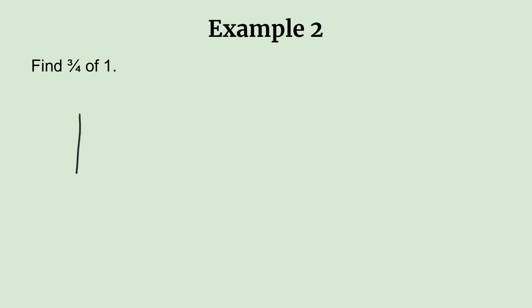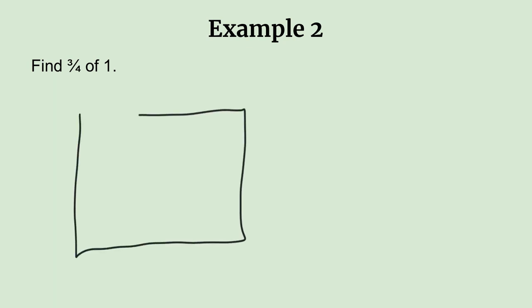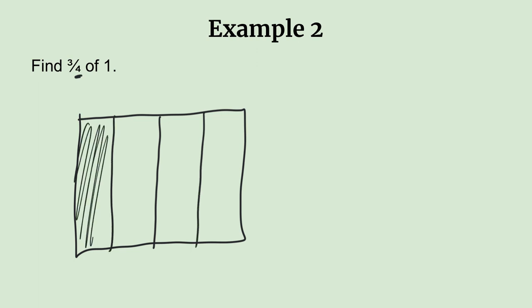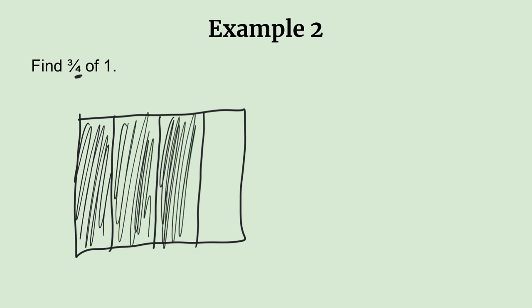3/4 of 1. So we're going to split it into 4 equal parts. For fourths, you can split it in half and then split those halves into halves. Then we want 3/4. 1, 2, 3.